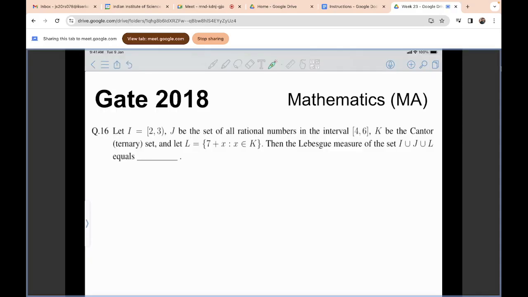So let's start. Today we'll solve a GATE 2018 question. This is a question from real analysis. It is question number 16. So let I be the interval closed-open [0, 3) and let J be the set of all rational numbers in the interval (4, 6). And K be the Cantor ternary set and L is the set {7 + x : x is in the Cantor set}. Then the Lebesgue measure of the set I union J union L is what you have to find.